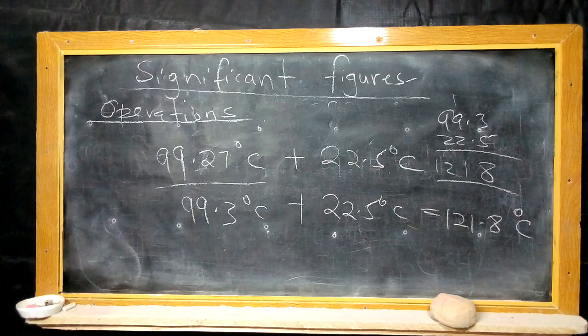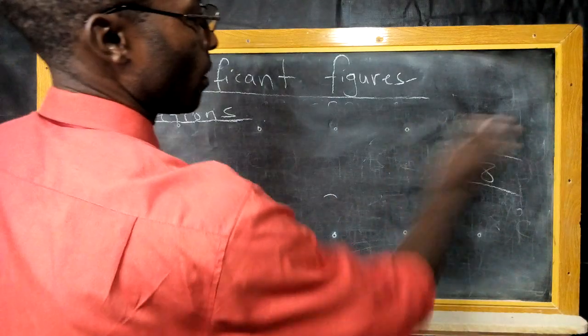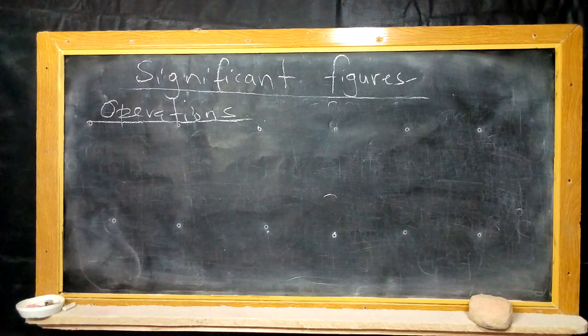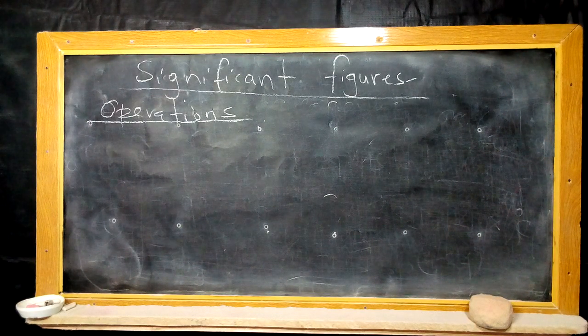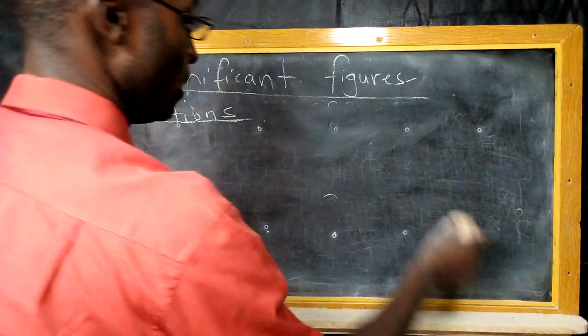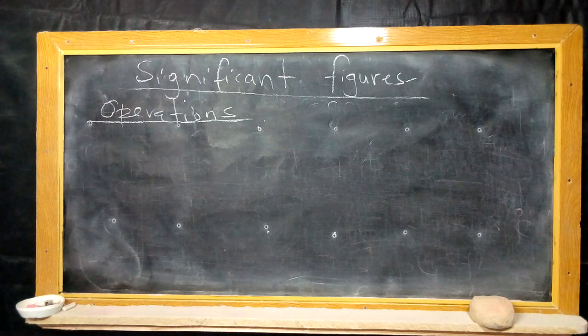So what happens in the case of multiplication or division of numbers with significant figures? For multiplication and division, the number of significant figures in the result will not be greater than the number of significant figures in the measurement with the fewest significant figures. So this rule caters for the lowest precision measurement, the one with the fewest significant figures. That's for the case of multiplication and division.